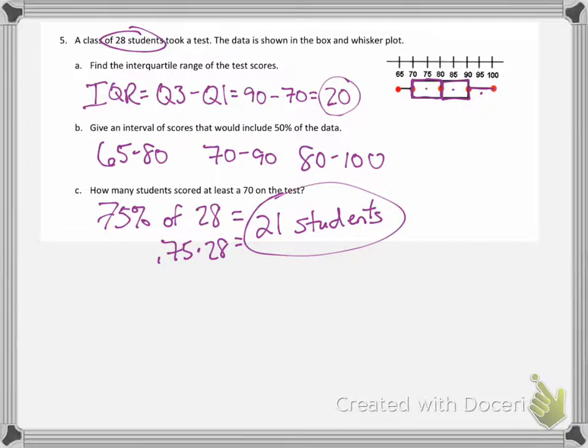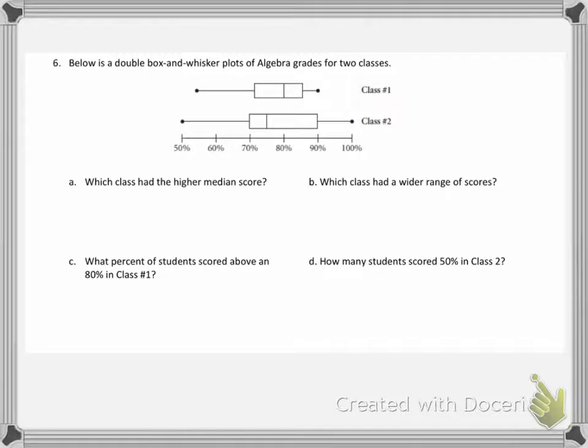One more example, just to drive the point home on finding all these different pieces of information. So here's a double box and whisker again. Very generic. Question A, which class had the higher median score? If I'm looking for the median in the box and whisker, I'm looking for the line inside the box. So I'm going to highlight that here in purple. The class that has the higher median would be class 1 because it's further to the right on the number line. So class number 1 has the higher median score.